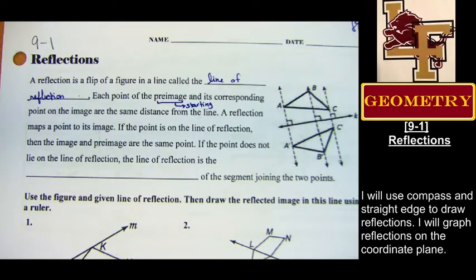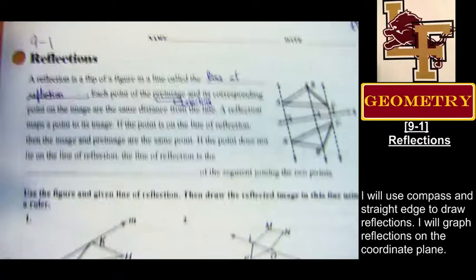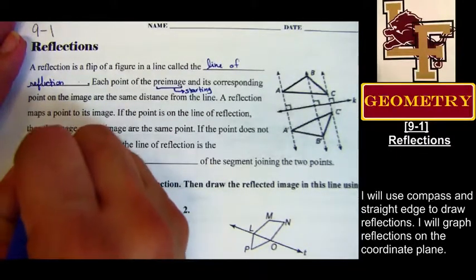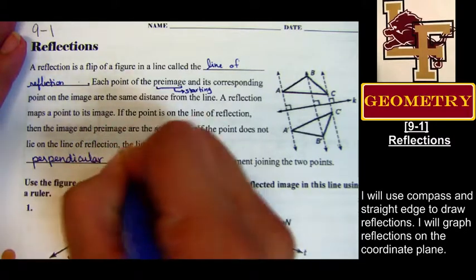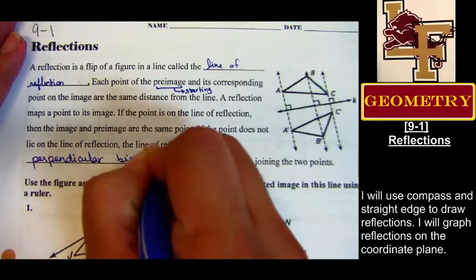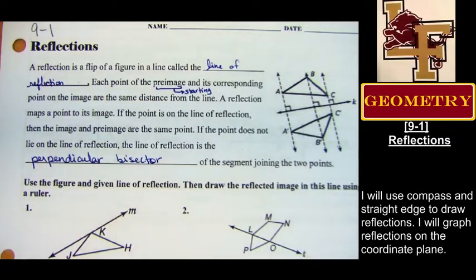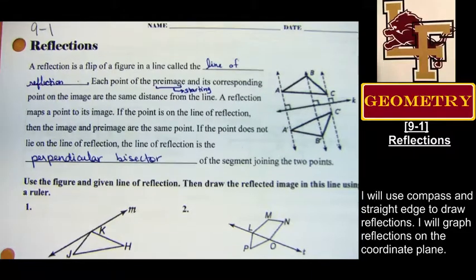But if it's not on the line of reflection, then that line of reflection is a perpendicular bisector of a line that you can draw between image and pre-image. And we're going to use this idea of it being a perpendicular bisector to our advantage in order to help us draw where the image ends up. Okay?